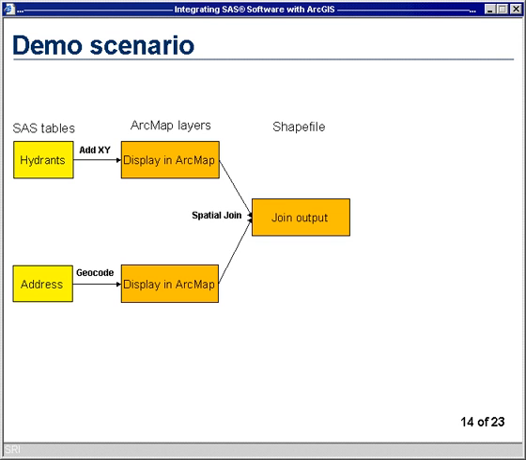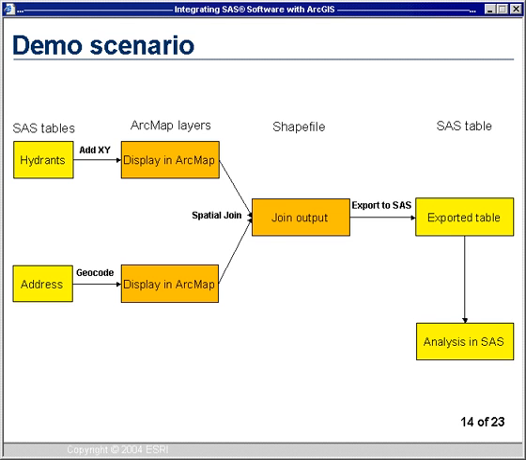So at this point, we have a result, but to see if it's statistically significant, we may want to do some analysis in SAS. In ArcGIS, if you have the SAS Bridge installed, you can export an attribute table to SAS, and you could then do your analysis in SAS. See if there is any correlation between the distance of each address to a hydrant versus the amount of damage that the address sustained.